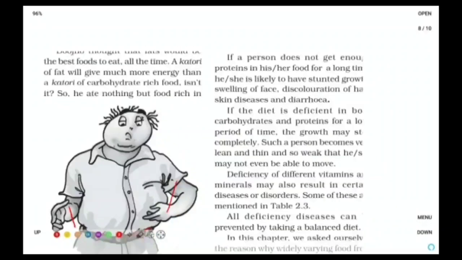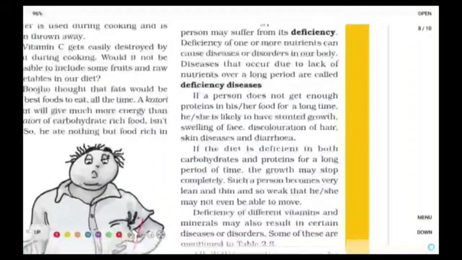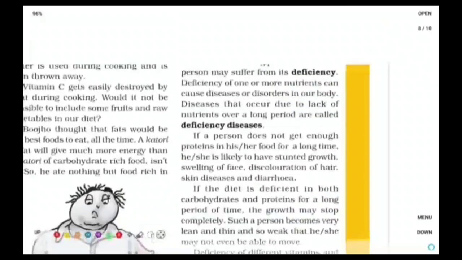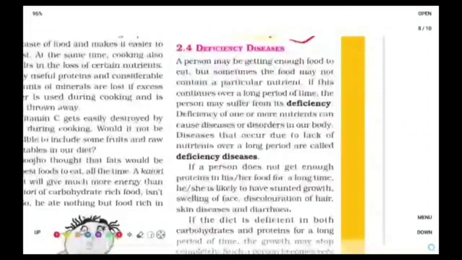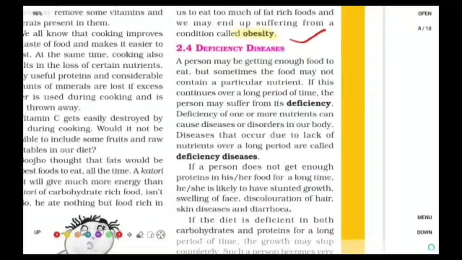Now, talking about deficiency diseases. Deficiency diseases are diseases caused by a deficiency of one or more nutrients. For example, if you're not taking in the right amount of vitamin A, you may suffer a condition called vision deficiency, or you may lose your vision. Like that, these are called deficiency diseases, right? Diseases caused by a deficiency of a nutrient.